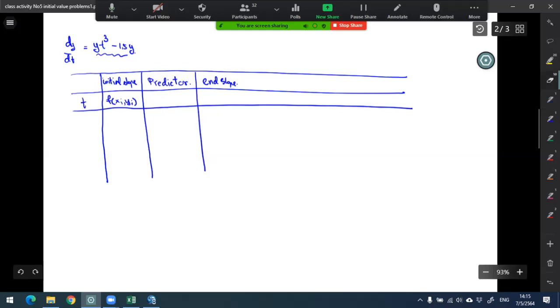I would like to write it right. yi plus 1. Okay, yi plus 1, I use the superscript p as the predictor. Okay, this is the predictor. It's not the exact one. And then we determine the end slope.